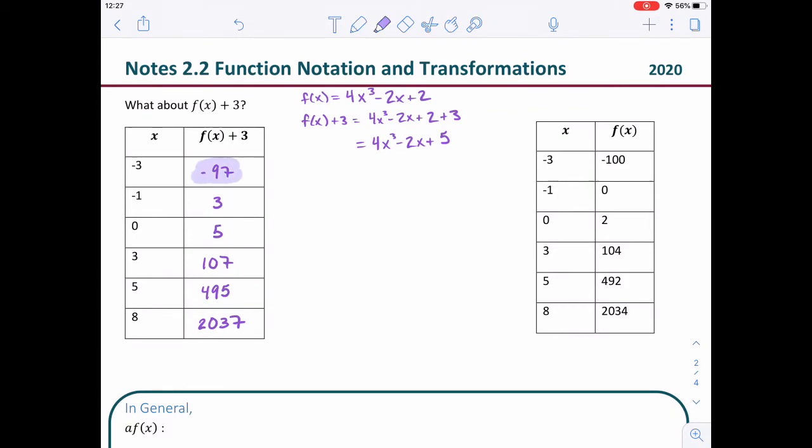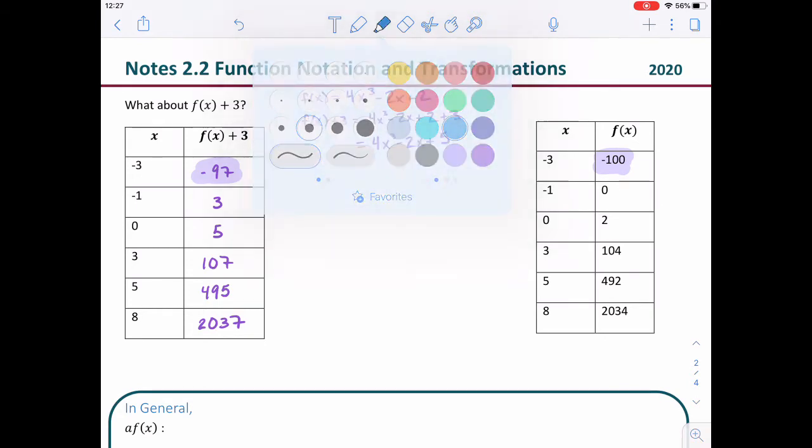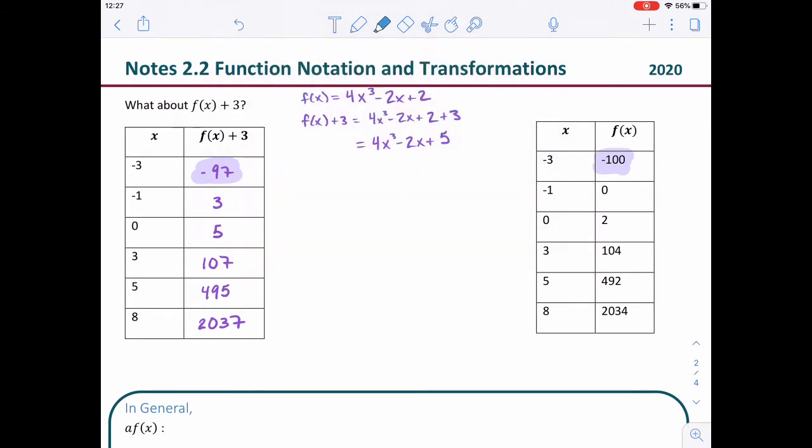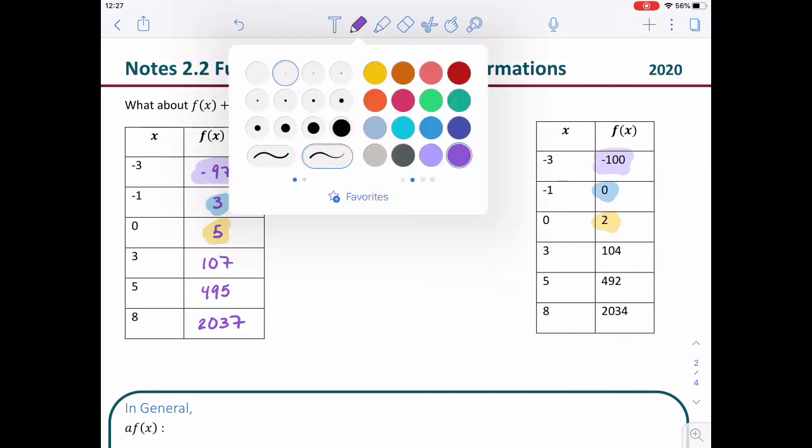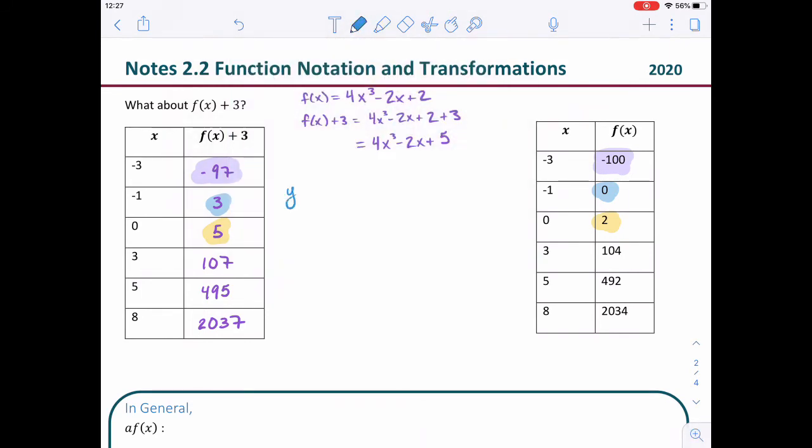We have -97 and -100. So our new value is 3 more. So we have 0 and 3, same relationship. 2 and 5, 104 and 107, etc. So we see that the y value just gets +3. That makes sense? F of x is exactly the same thing as y. So we just see a shift up in y by 3.